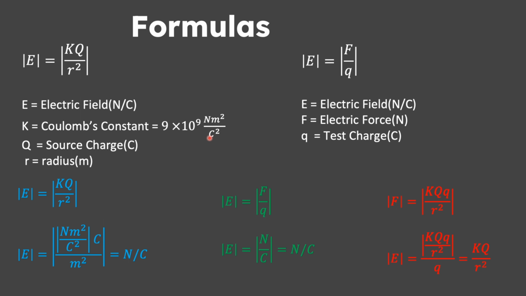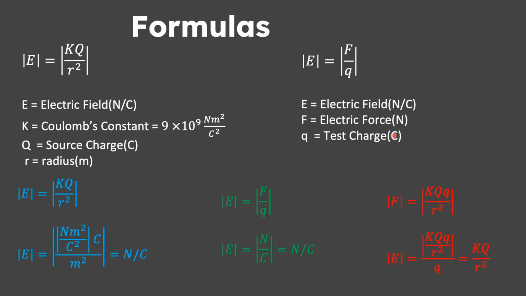Q is the variable used to represent source charge and has units of coulombs. A source charge is the charge around which the electric field forms. The last variable is r, or radius, and the units used to represent this are meters.